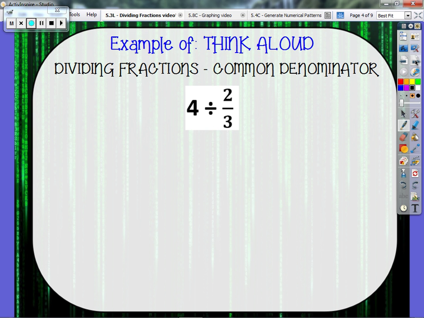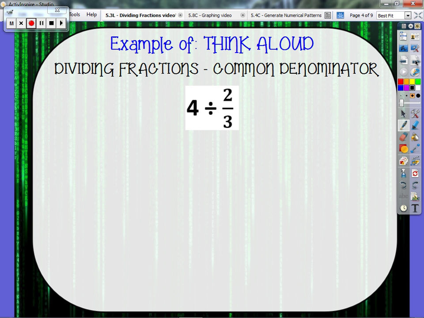So here's an example of a think out loud. Here we're working with dividing fractions, but here we're dividing fractions using the common denominator. You need to make sure that when you're teaching students to divide fractions, you're teaching them this before you teach KCF. And this is how this works.